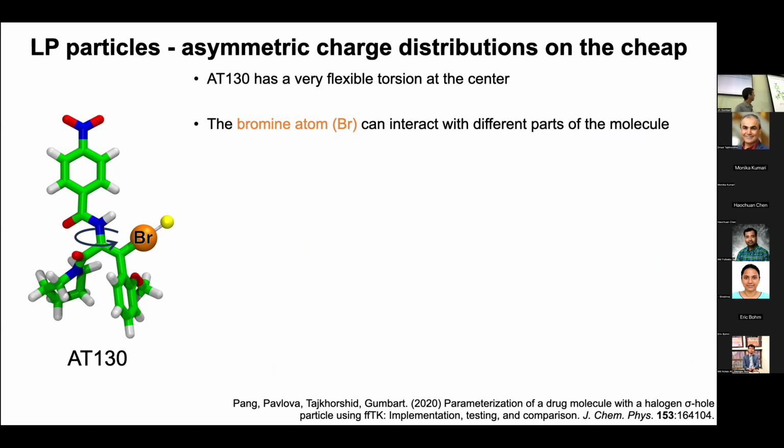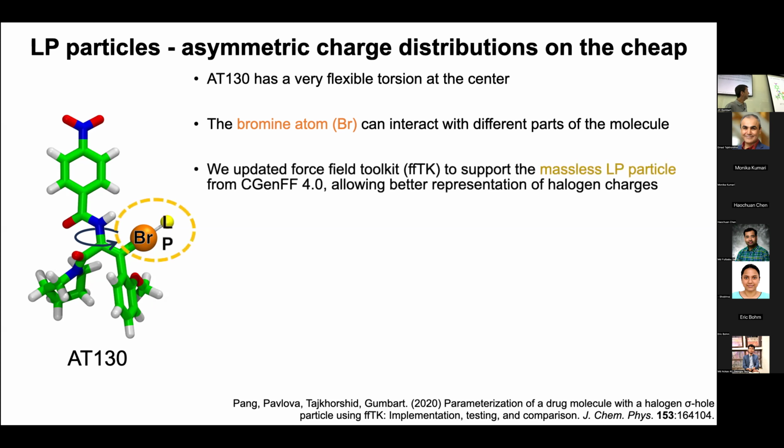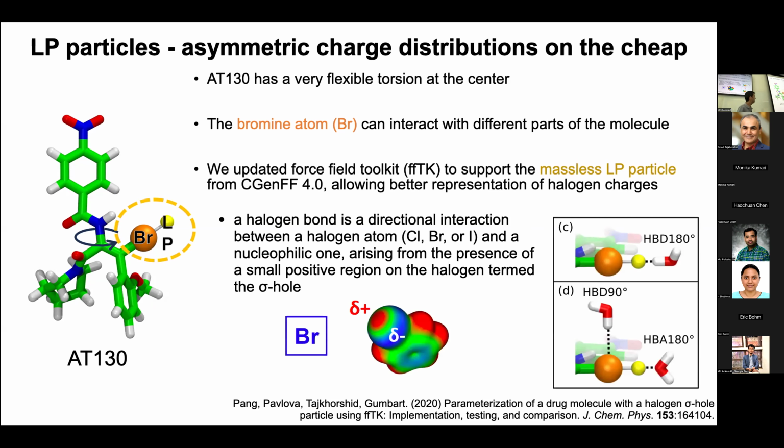With a polarizable force field, that would handle that very well. Admittedly, we did not even try that because there's a simpler way. In the CHARMM force field, they've added something called LP particles, so this is not a polarizable force field. This is just an extra particle added to these halogen atoms in order to capture a particular electrostatic effect called a halogen bond. So what's a halogen bond?